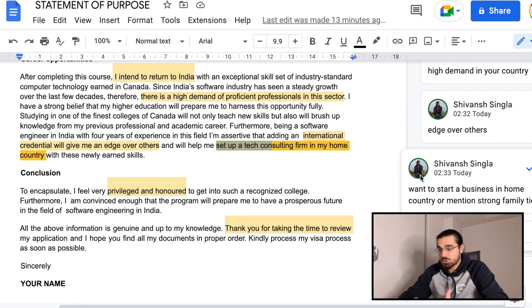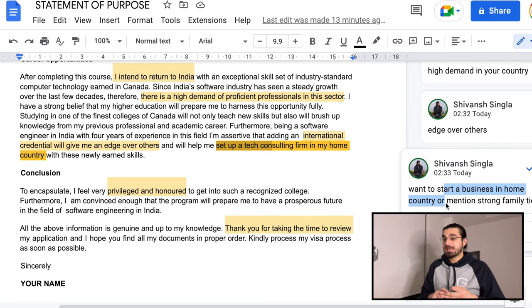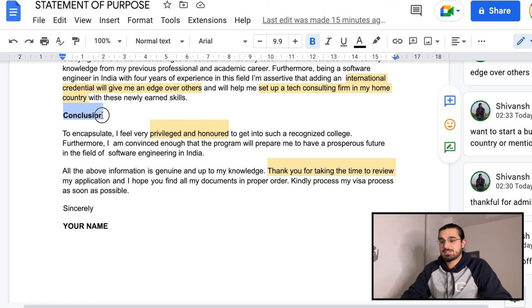Some other things that you can also mention, in addition to starting your own business in your home country, is your strong family ties. Anything that proves that you have strong ties with your home country, so your parents, grandparents, brothers or sisters, all that will prove to be a huge plus for your study permit application in this SOP. All right, so this final paragraph is the conclusion.